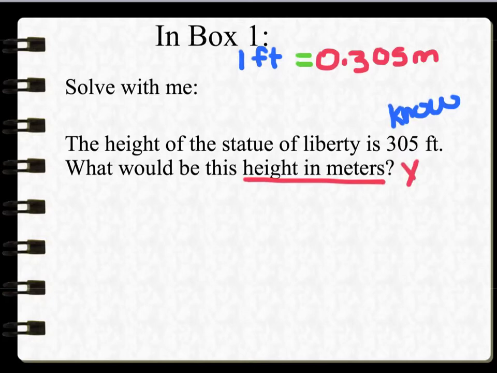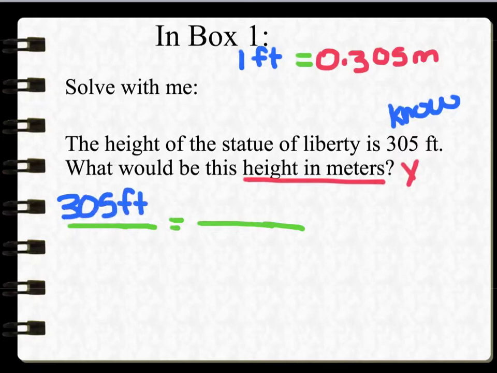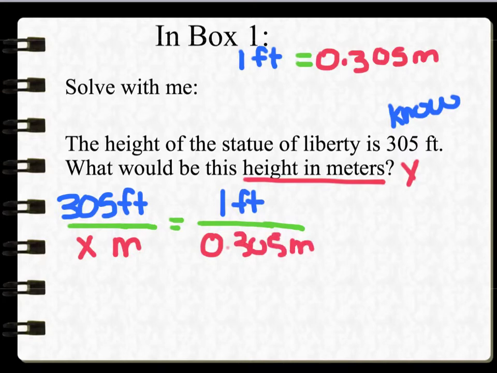0.305 meters. Next, we're going to set up a proportion. On the left-hand side, I'm going to write the information I already have. I know that the Statue of Liberty is 305 feet, and we want to find the height in meters, that's x. On the right side, I'm going to write the conversion. I know that 1 foot is equal to 0.305 meters. And I'd like you to notice that I put the feet on the top and the meters on the bottom.